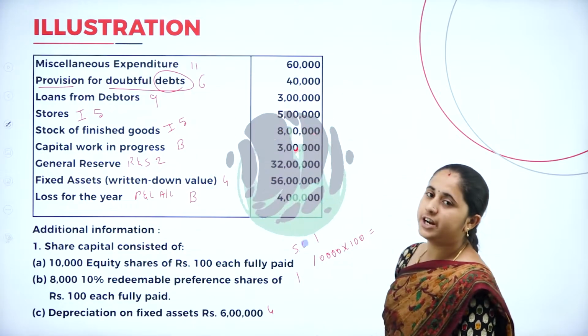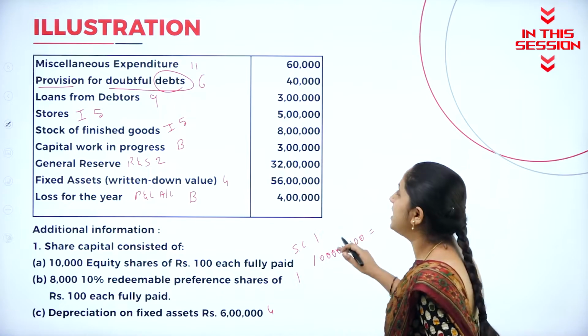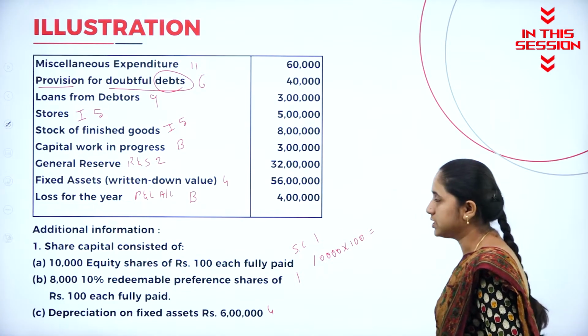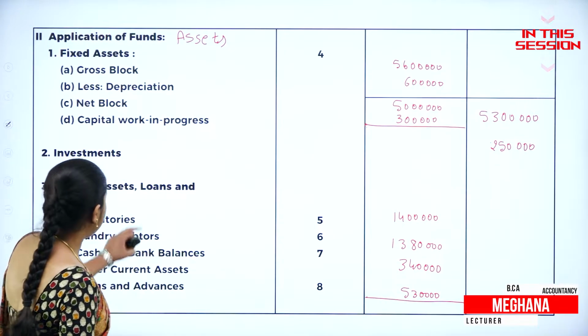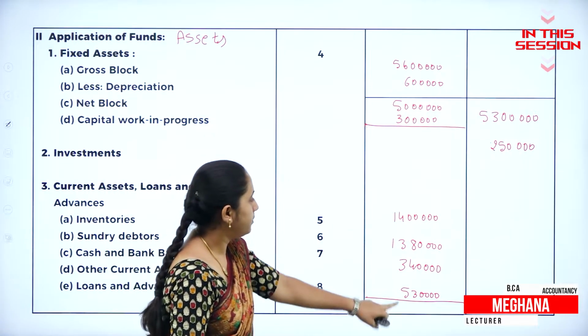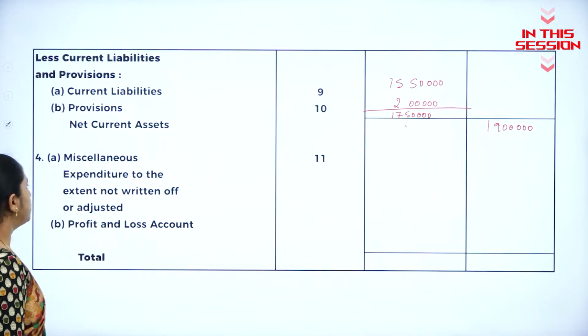Before preparing the schedules, we need to just write the format of balance sheet as well as the profit and loss account. Next is current liability. So, before writing current liability, first we need to make a total of current assets. Miscellaneous expenditure to the extent not written off or adjusted.